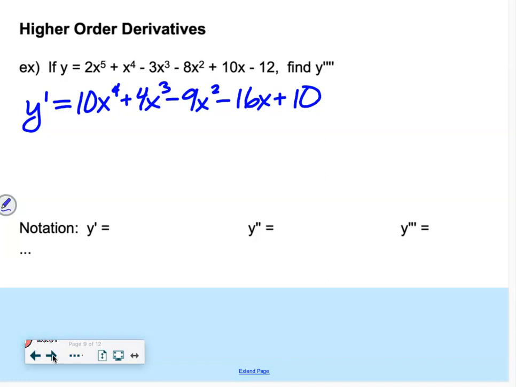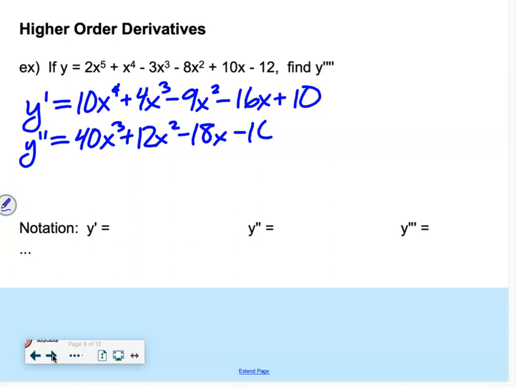So, y double prime, what do you think y double prime is? It's the derivative of y prime. It's called the second derivative. This is the first derivative. This is the second derivative. The second derivative is the derivative of the first derivative, or the rate of the rate. I'm ready for you to tell me what y double prime is. Ready? Go. 40x cubed plus 12x squared minus 18x minus 16.